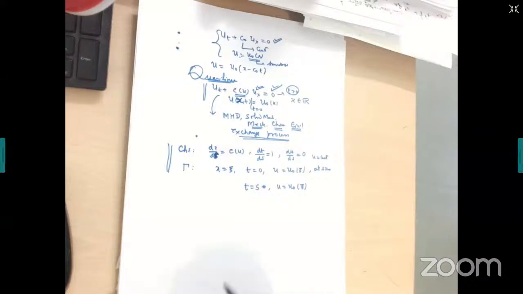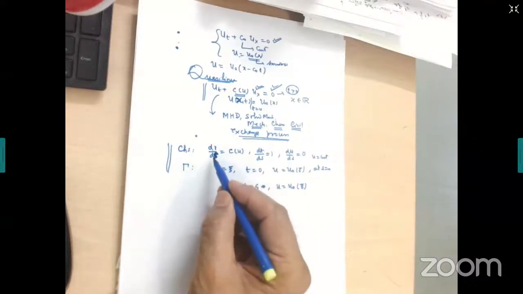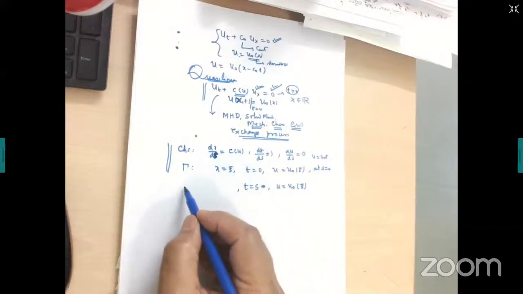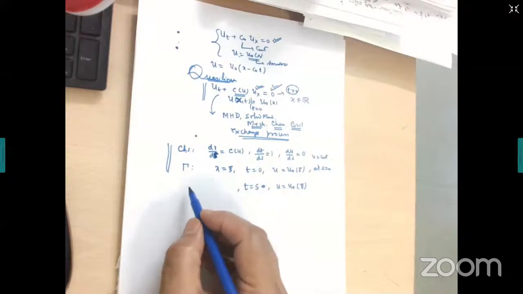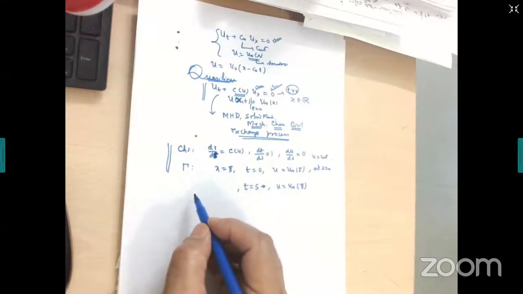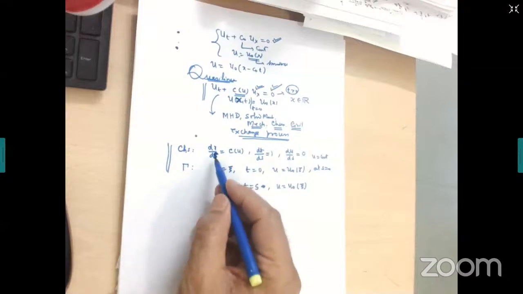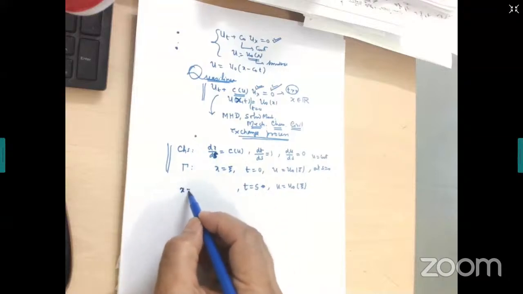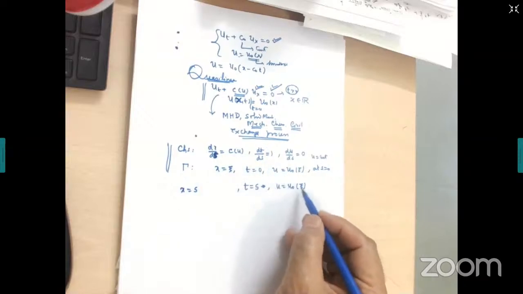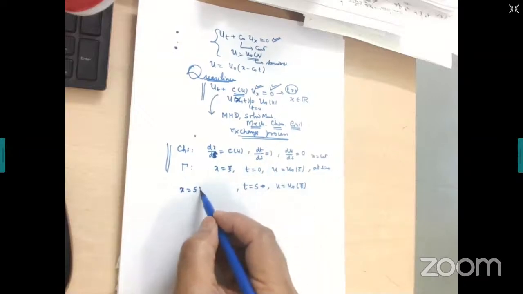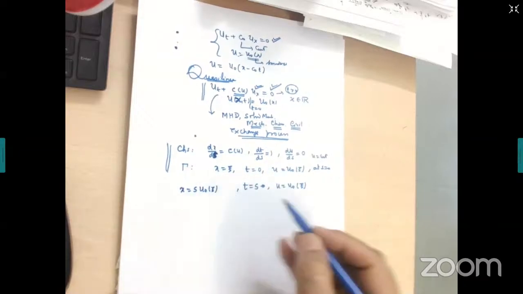And now we are in a position to compute this. So dx/ds is c of u. What do we get? dx/ds is equal to c of u, and u is nothing but u naught xi. So x will be s times c of u naught xi, where xi is some fixed number.